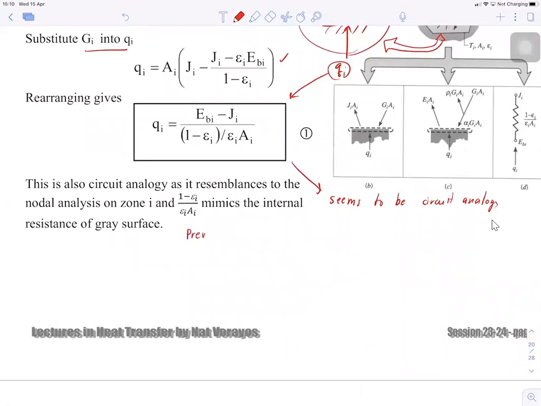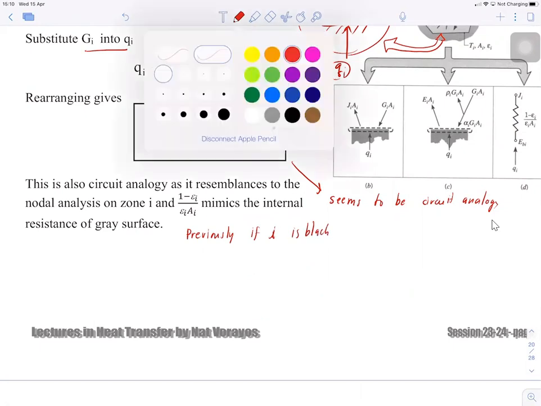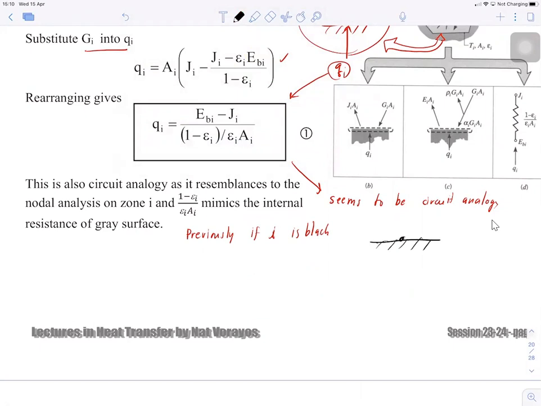Let me remind you previously, if surface I is black, like that, it has the QI to 1, QI to J, until QI to N. For a 3 surface enclosure, you're going to have the Q1, and this is Q12 and Q13, right? And the node has its potential of EB1.